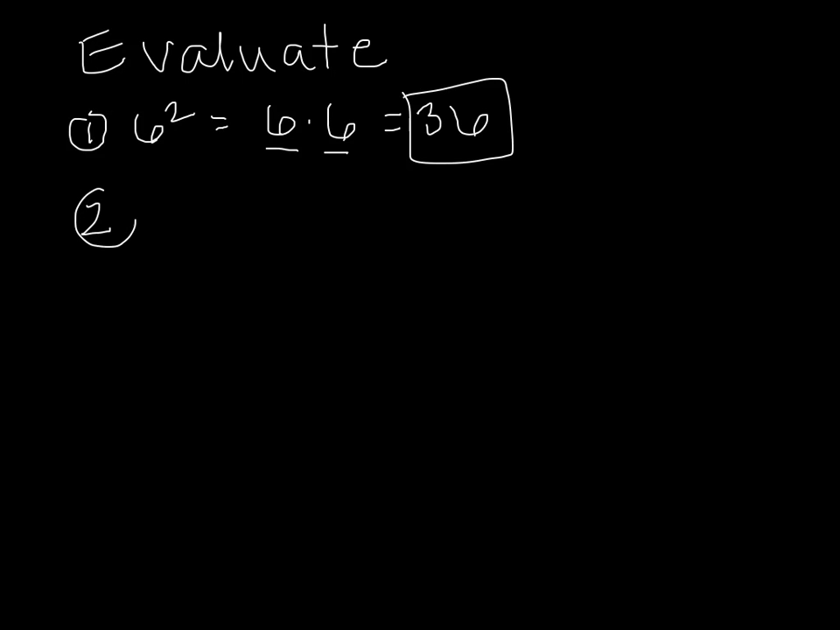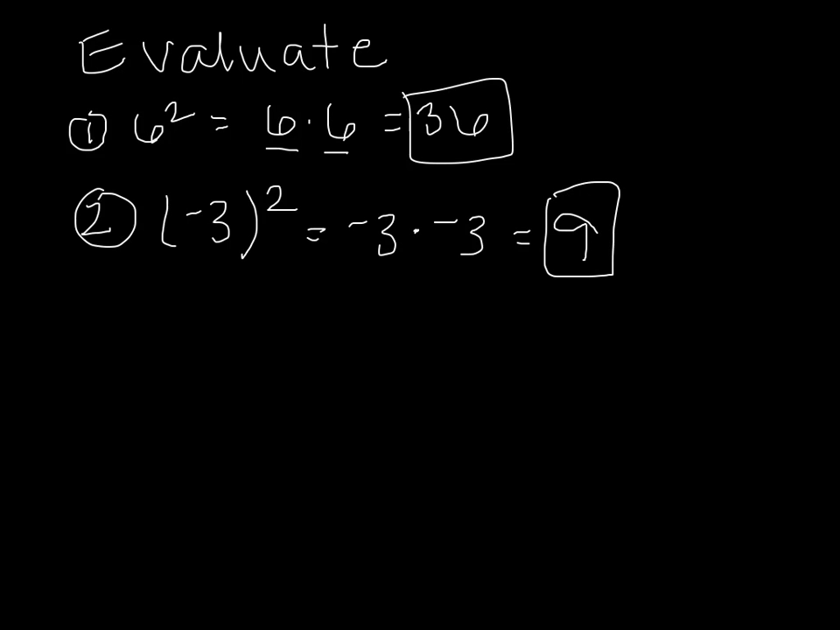For number 2, it says -3 squared, or -3 to the 2nd power. So that just means -3 times -3. Remember, when I multiply two negatives, it makes a positive, because the opposite of a negative is a positive. So really what I'm doing is 3 times 3, and I know that that is 9. So that answer is 9.